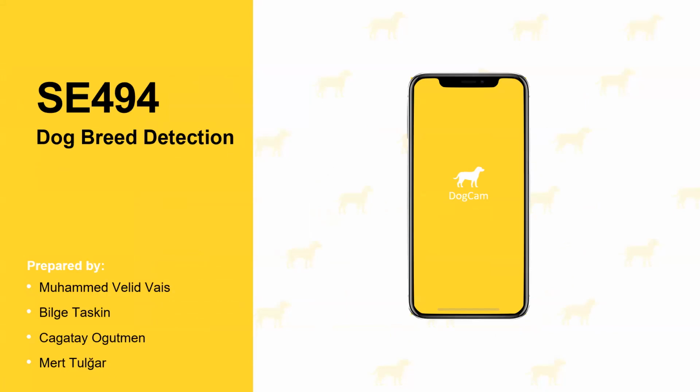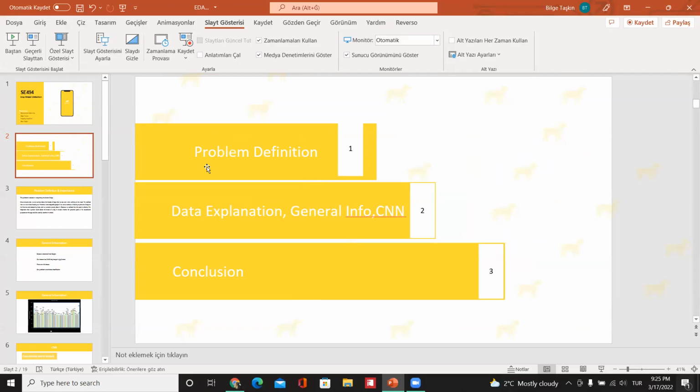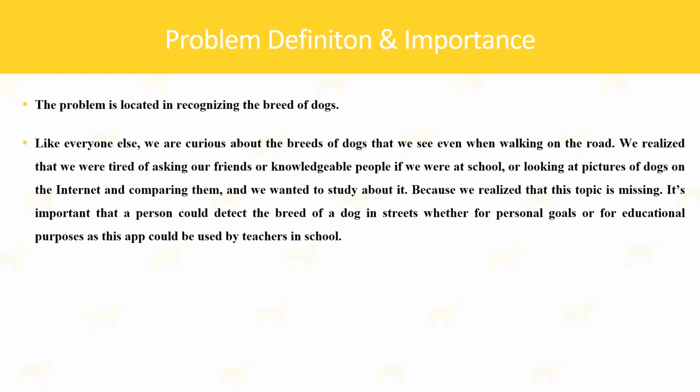We are going to present our EDA project, dog breed detection. During our presentation, we are going to go through 4 points: the problem definition, general information about our data set, explain our data, and finally, conclusion. Now let's define our problem, which leads us to the purpose of our project.